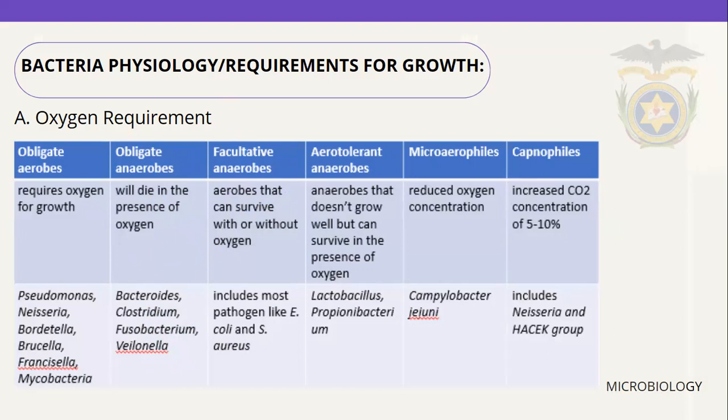Staphylococcus aureus. And next, we have the aerotolerant anaerobes. These are anaerobes that don't grow well but can survive in the presence of oxygen, and they are Lactobacillus and Propionibacterium as the examples. Microaerophiles, on the other hand, require reduced oxygen concentration. The example here is Campylobacter jejuni. And capnophiles, on the other hand, require increased CO2 concentration of 5 to 10%, and this includes Neisseria and HACEK group.